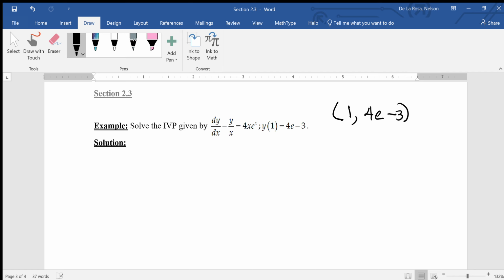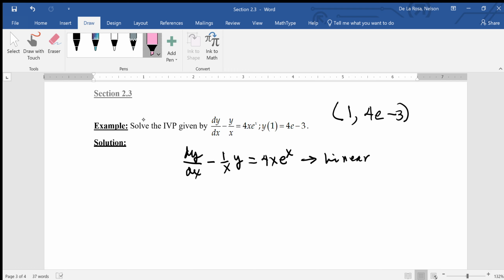it is convenient to write the equation like this: dy/dx minus 1 over x y equals 4x e to the x. So since it is linear, then this term here is equivalent to p of x, and this term here is equivalent to q of x.